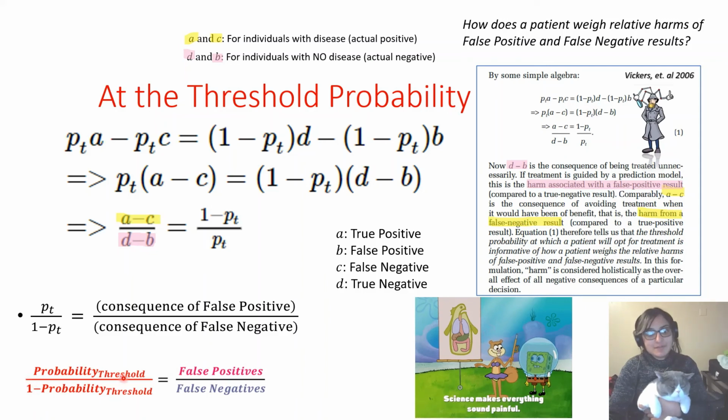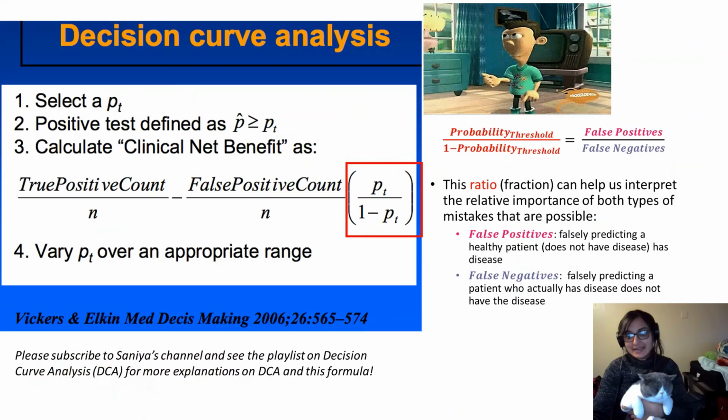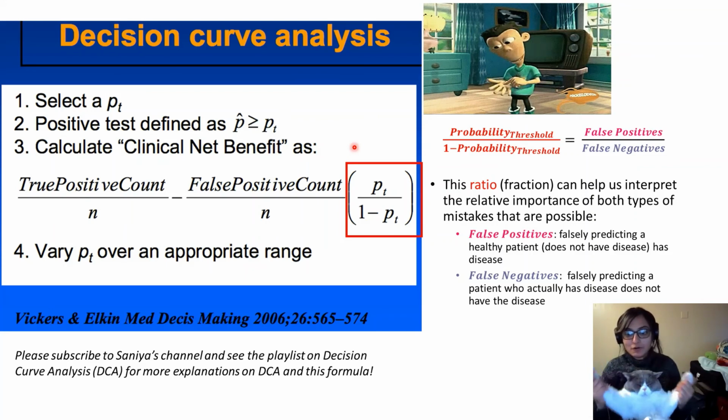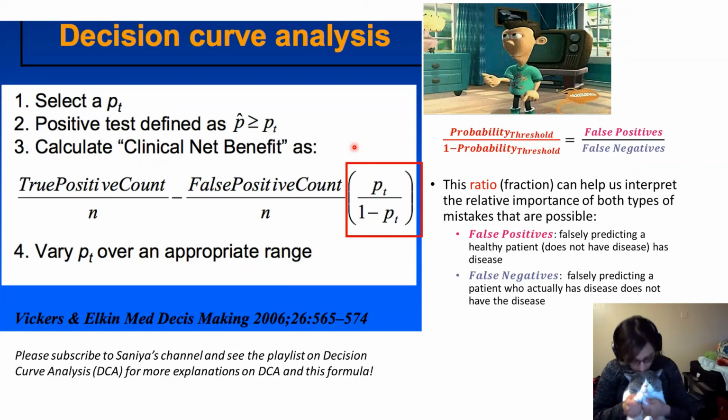So thus the probability threshold over 1 minus probability threshold shows how we weigh false positives to false negatives. And in fact, this is a key part of decision curve analysis. I talk about this a lot more in other videos here, but this is the whole overarching idea of decision curve analysis.